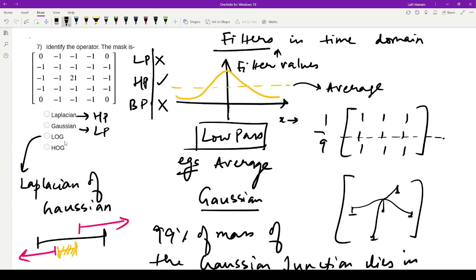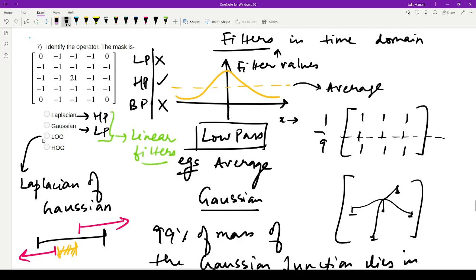So Gaussian, Laplacian, LOG, all three are linear filters. Okay. So given this, this is clear. Laplacian of Gaussian is also linear because applying two linear filters consecutively is also a linear filter. Two linear transformations together is also a linear transformation. That's why Laplacian of Gaussian is also a linear filter.